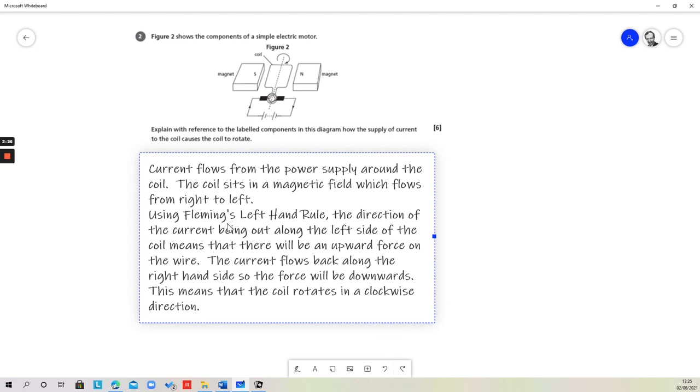It's important with this that not only do we get the correct points in there, but also that they are in a logical sequence. So we've talked about the current flow, we've talked about the magnetic field, and we've talked about the way in which Fleming's left-hand rule uses ideas about both current and magnetism to predict the direction of the motion.